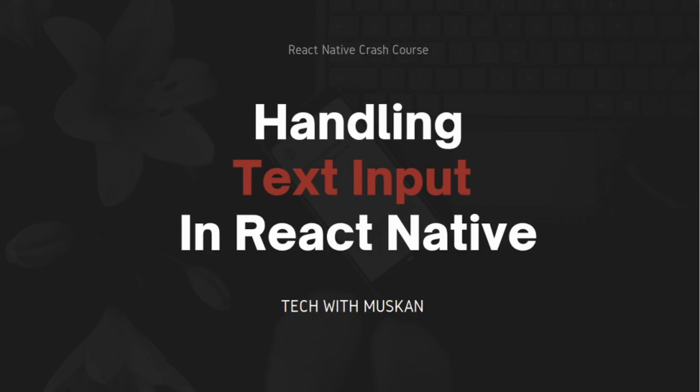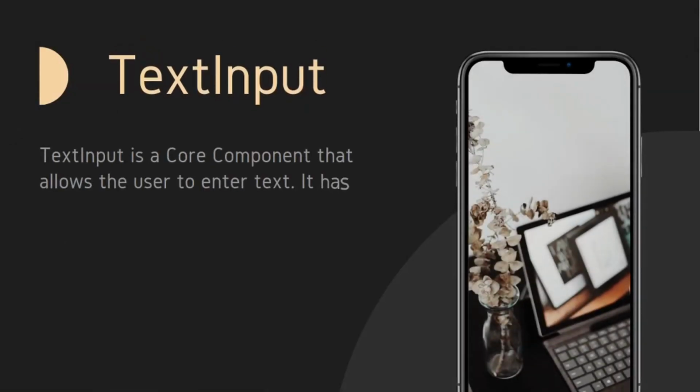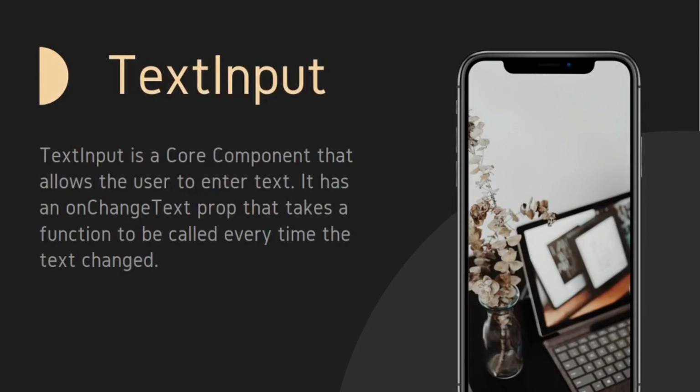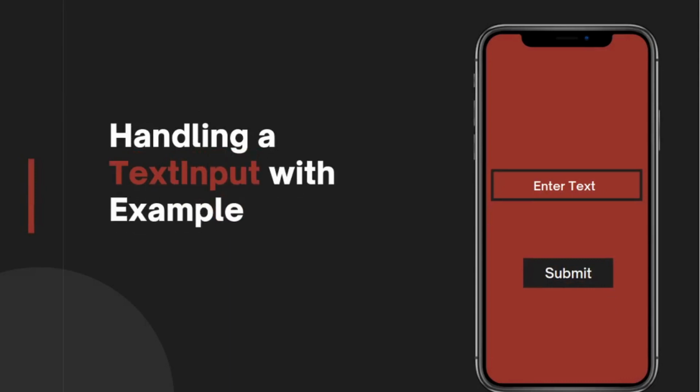So let's get started. What is text input and why we use it? Text input is a core component of React Native that allows the user to enter text within the box. And then we get that input value from onChange text, which is a basic prop of text input. When user click in input onChange text, prop get the value and we can perform any task in onChange with that value. I hope now you got my point. If not, then don't worry, we will also understand with code.